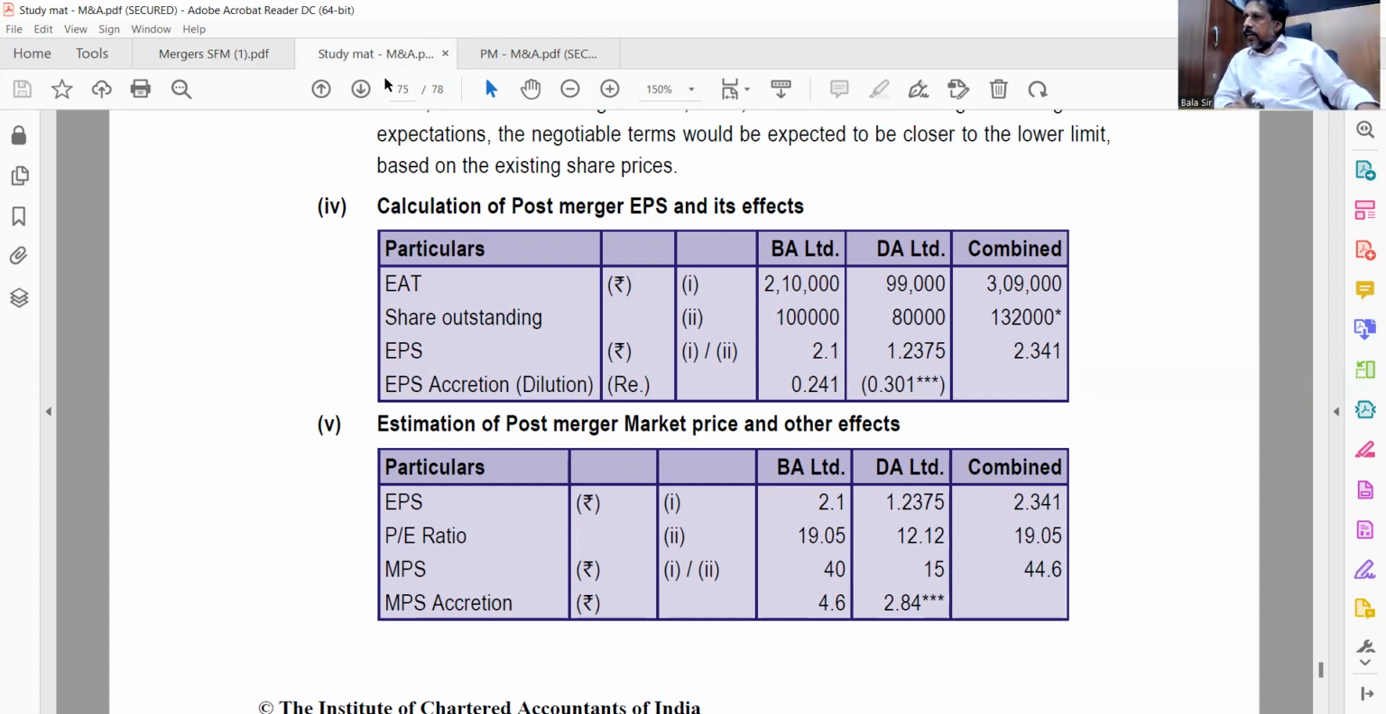Now just see the next line. It is the number of shares, that is, number of equity shares. How many shares are there in my company?